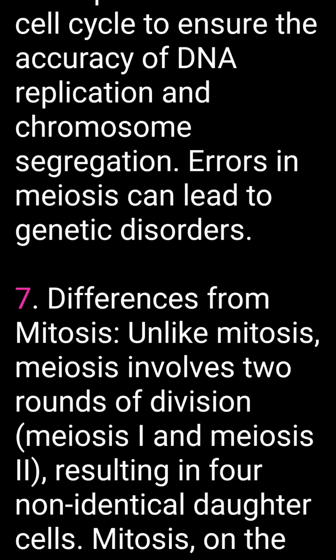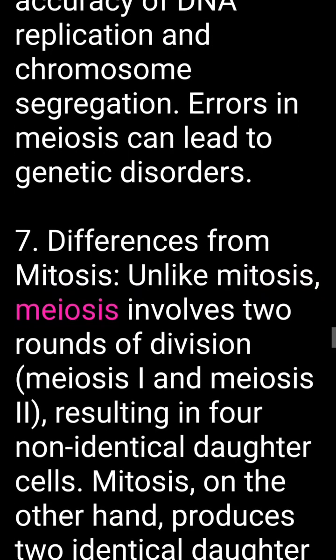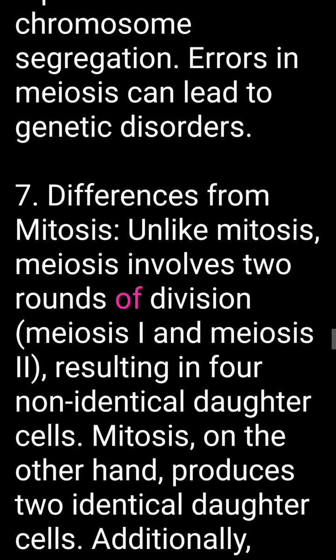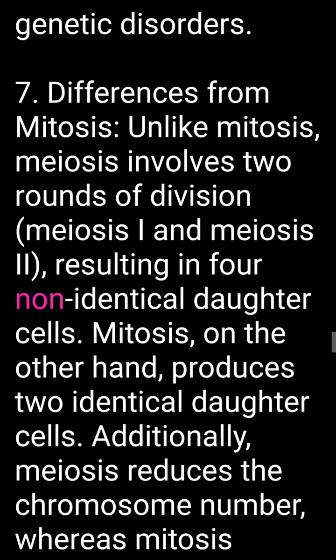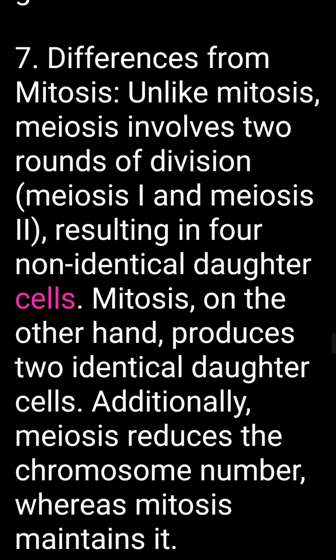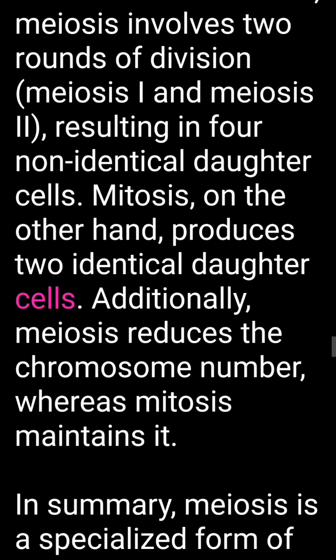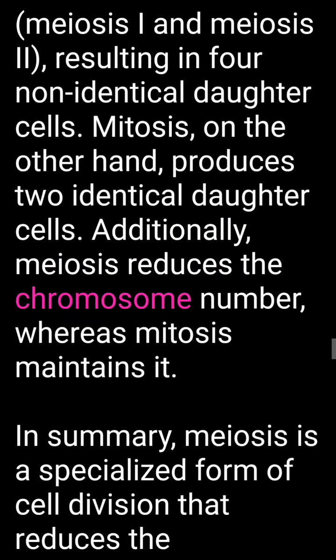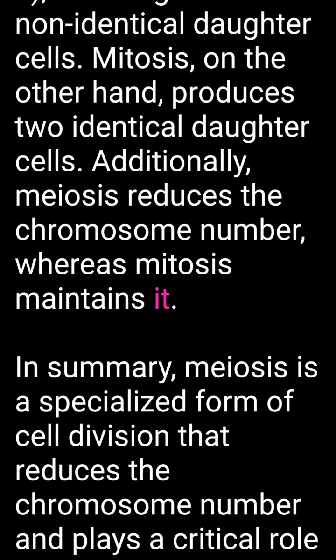7. Differences from mitosis. Unlike mitosis, meiosis involves two rounds of division, meiosis I and meiosis II, resulting in four non-identical daughter cells. Mitosis, on the other hand, produces two identical daughter cells. Additionally, meiosis reduces the chromosome number, whereas mitosis maintains it.